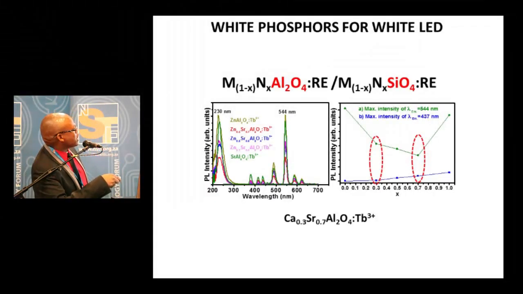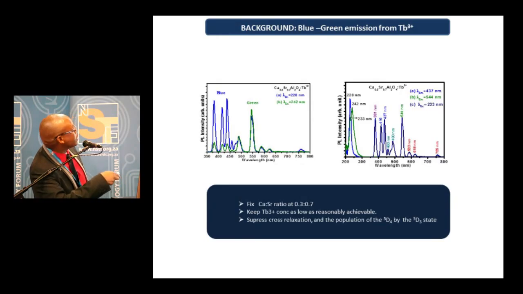But how do you achieve that? By mixing all this, we're able to come up with a ratio of calcium to strontium, 0.3 and 0.7. And then in that case, we're able to reduce the green emission, but at the same time, we're able to increase the blue emission. You will see in the next slides. This is terbium. It's emitting both blue and green simultaneously.